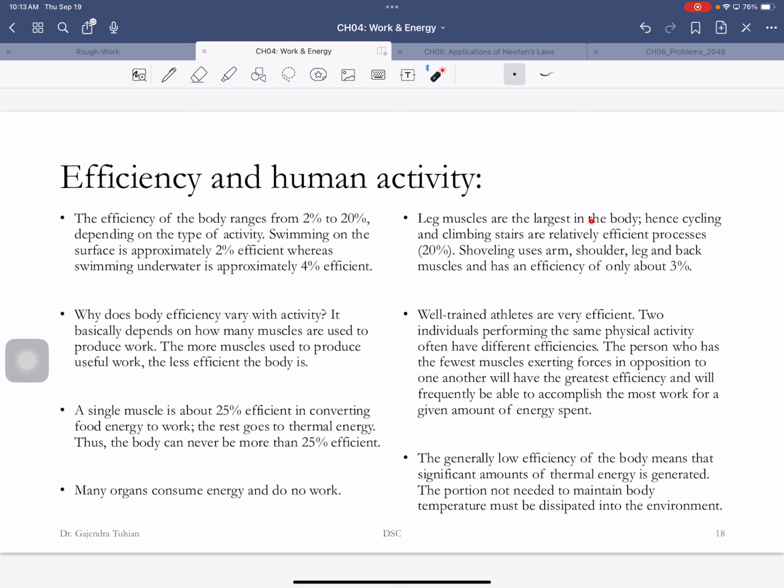Leg muscles are the largest in the body, hence cycling and climbing stairs. So when you're cycling and climbing, you're mostly using that one muscle, a relatively efficient process. Shoveling uses arms, shoulders, leg, and back muscles, a lot of different muscles in different areas. And so your efficiency goes down because more often than not, those muscles are working against each other. So what's the point of a coach? A coach is telling you how to be most efficient, to do a process using the least number of muscles and so on.